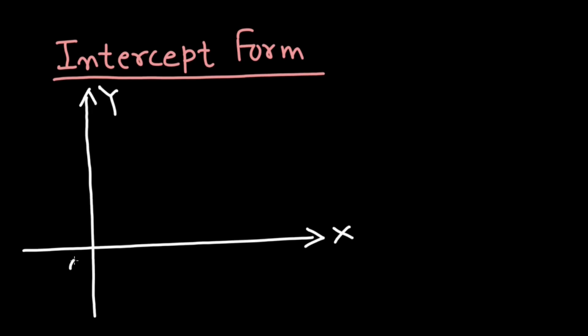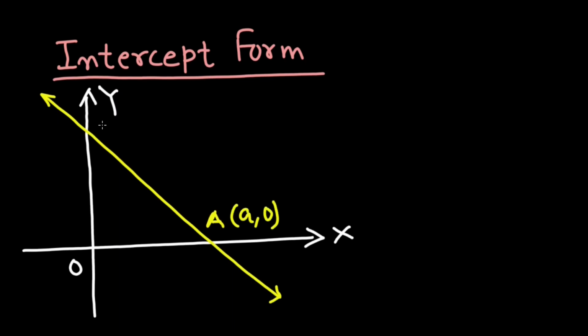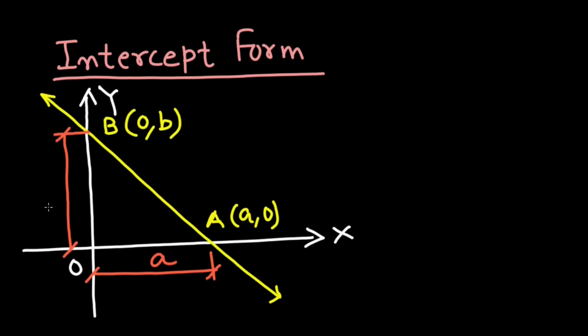Let us talk about the intercept form of equation of a straight line. On the x-axis, y-axis and origin, suppose a line cuts the x-axis in point A, 0 and the y-axis in point B, 0, B, so that OA becomes the x-intercept A and OB becomes the y-intercept B.